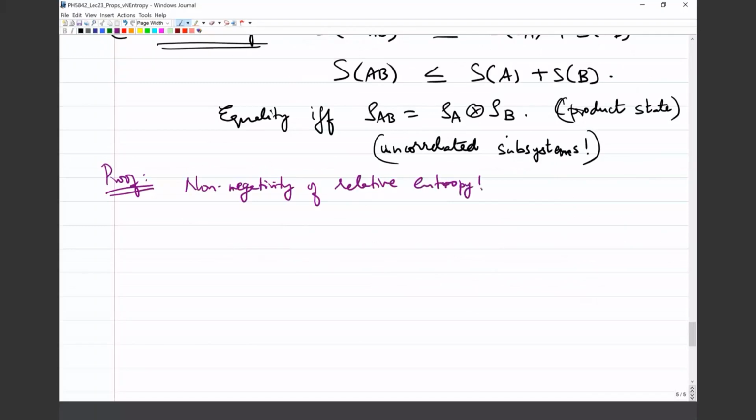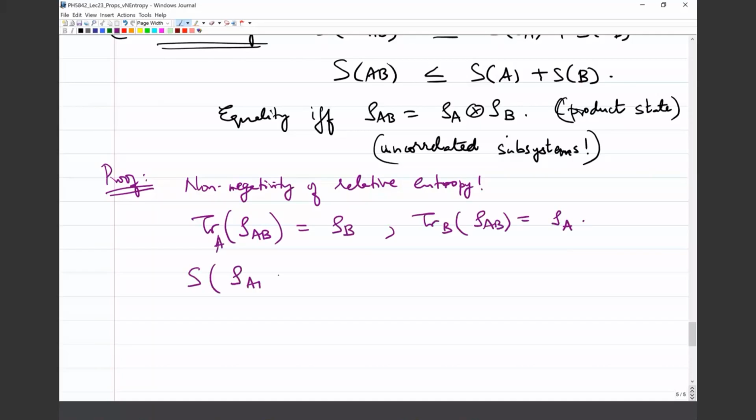How so? Well, consider rho AB, and if I trace over A, I get rho B, and if I trace over B, I get rho A. So consider the relative entropy between this arbitrary bipartite density operator and the density operator that you get by taking the product of the marginals. What does that mean? You take rho A tensor rho B.